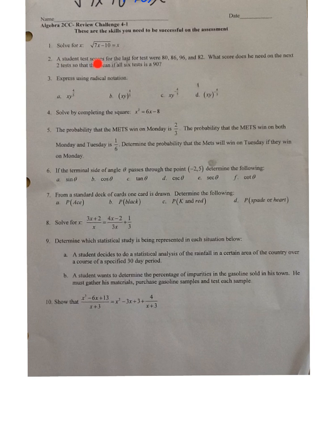Okay, so a student has test scores for the last 4. This 4 should actually be 4, F-O-U-R, the number 4. The last 4 tests were 80, 86, 96, and 82. What score does he need on the next 2 tests so that the mean of all 6 tests is a 90?